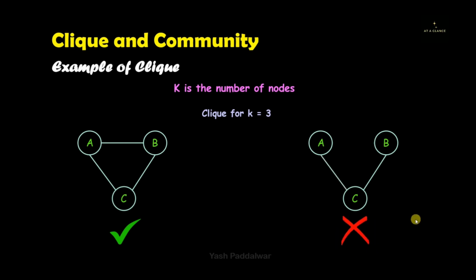Now similarly for this particular graph, you can see that again A and B are not directly connected, hence it is again not a valid clique for k equals to 3. In this case also you can see that B and C are not directly connected to each other, hence it is not a valid clique. So I hope the clique for k equals to 3 is clear to you all.